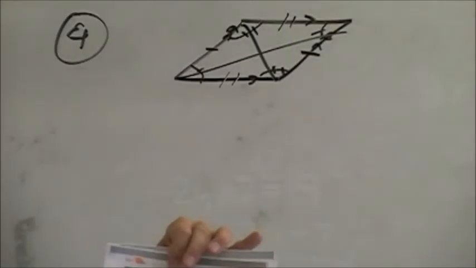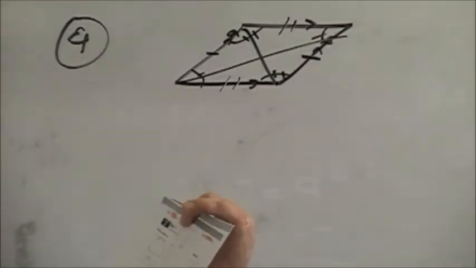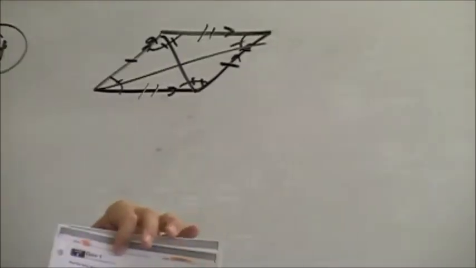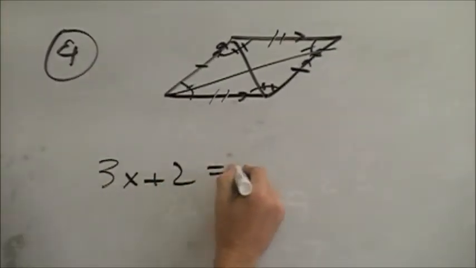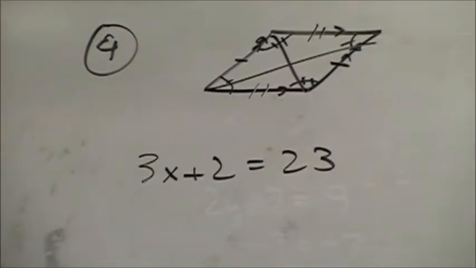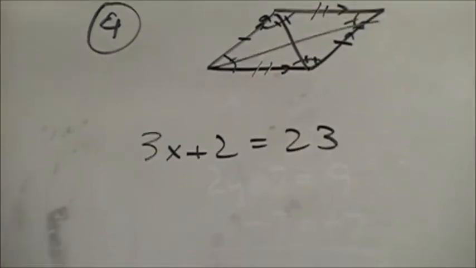What equals? Set them up. What do you know that 3x plus 2 has to equal? 23. 3x plus 2 has to equal 23 because opposite sides are the same length. They have to be the same.